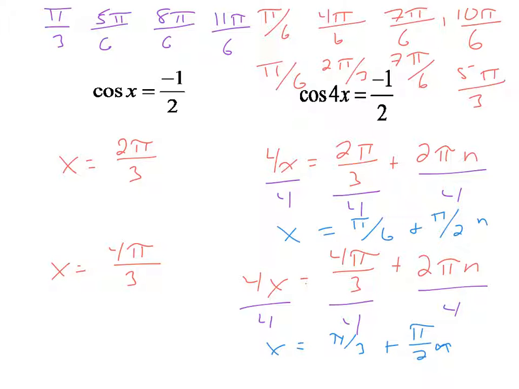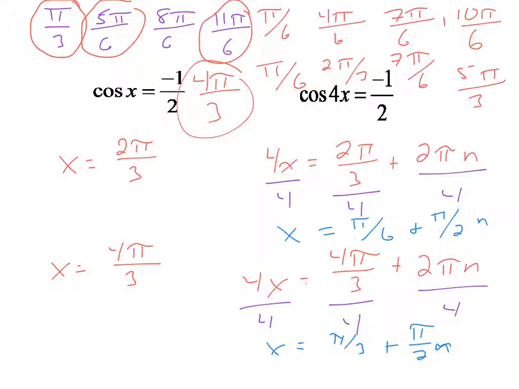This already here is in simplest form, 11 pi over 6. 5 pi over 6 is in simplest form. Pi over 3, of course, is in simplest form. And 8 pi over 6 can become 4 pi over 3. So there are my 4 more answers.